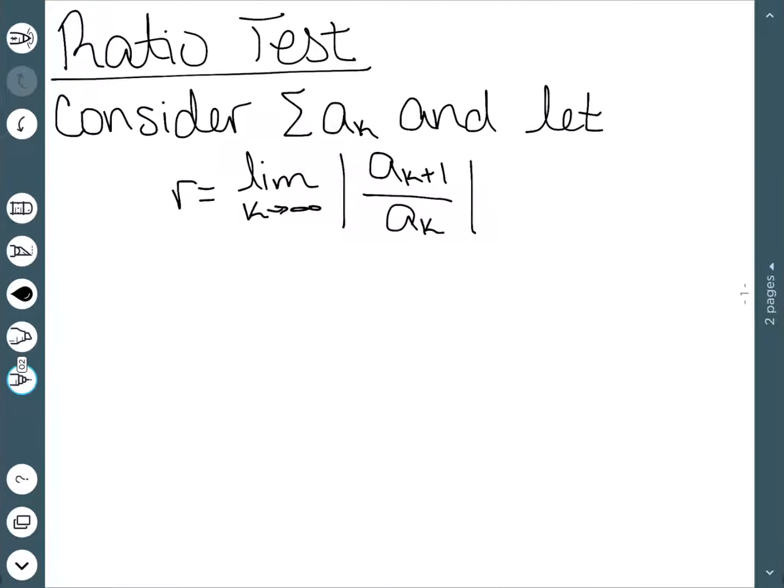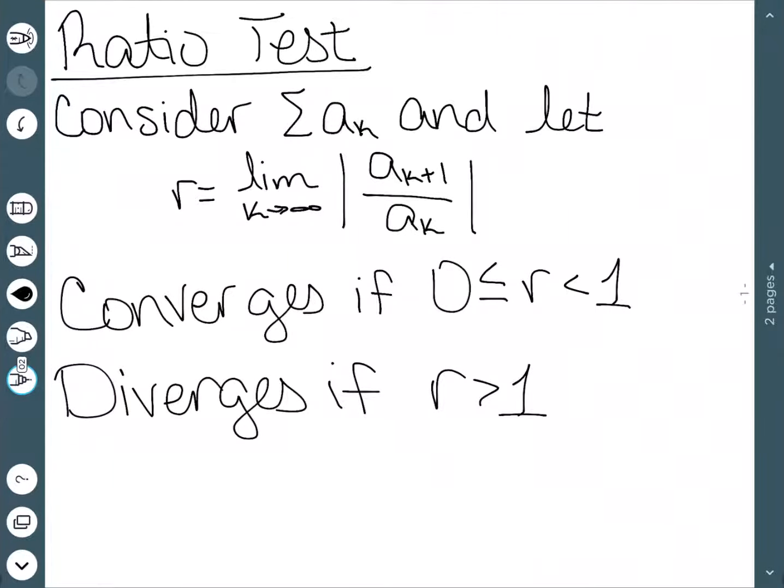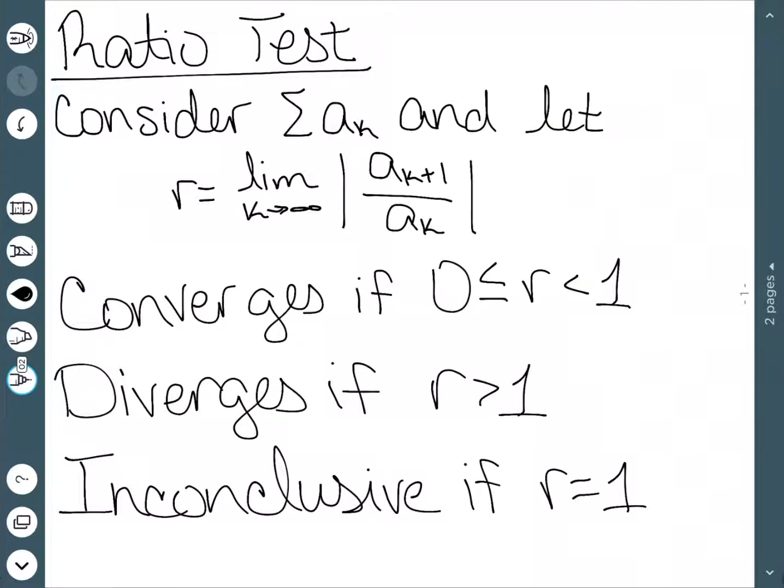The next way we'll look at convergence of series is going to be the ratio test. For the ratio test, we're going to start with our sum of a sub k, and we're going to let r be the limit as k goes to infinity of the absolute value of a sub k plus 1 over a sub k. So we have this ratio going on. This will converge if this value r is greater than or equal to 0 and less than 1. It diverges if my ratio r is bigger than 1, and it's inconclusive if my ratio r is equal to 1. So let's do some examples and see if we can figure out how to do this.